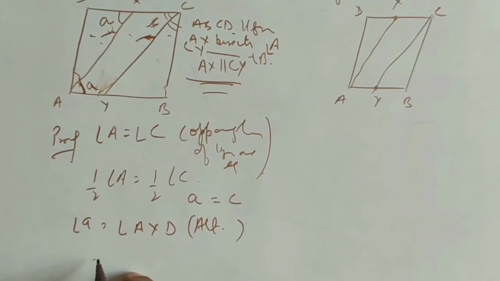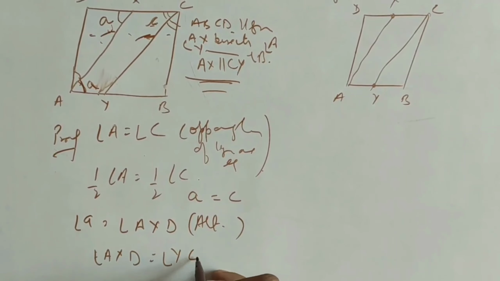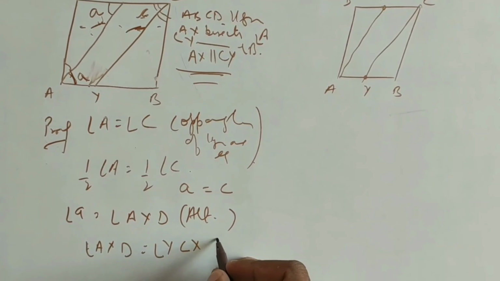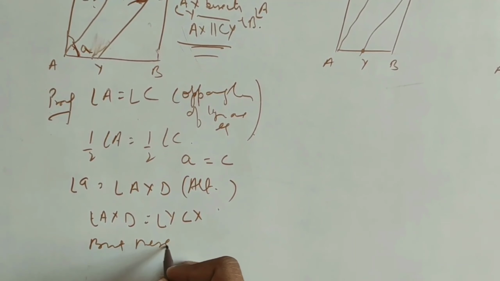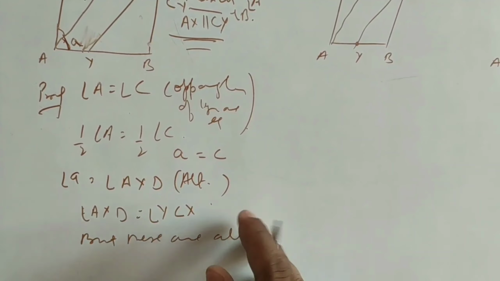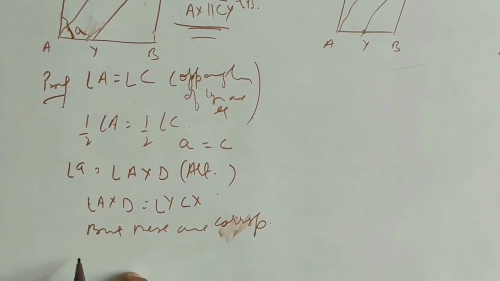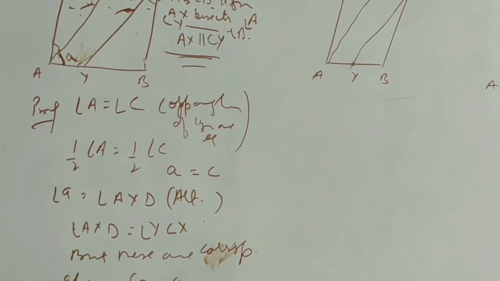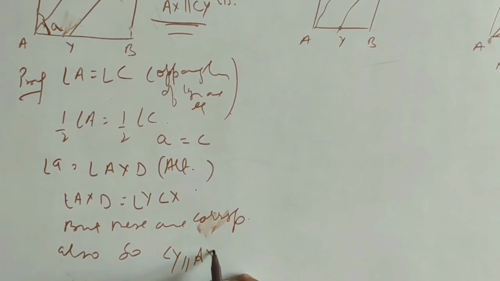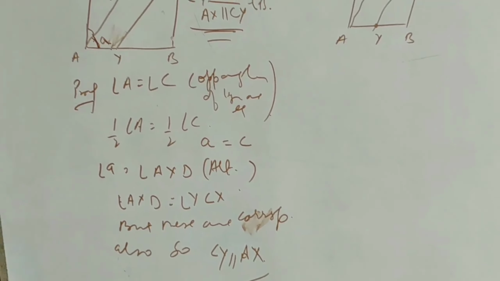So I will say that angle AXD is equal to angle YCX, and these are corresponding angles. So this line CY is parallel to AX, therefore CY is parallel to AX.